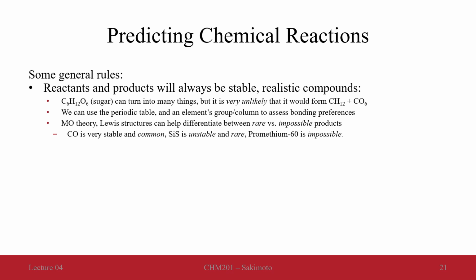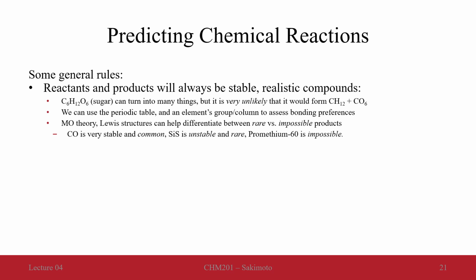Something like CH12 or CO6, which you're welcome to try to draw a Lewis structure or assemble an MO diagram that justifies why that might exist. These molecules, while theoretically they could exist, are probably going to be very unstable and therefore unlikely compounds.